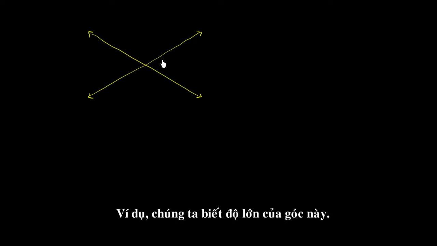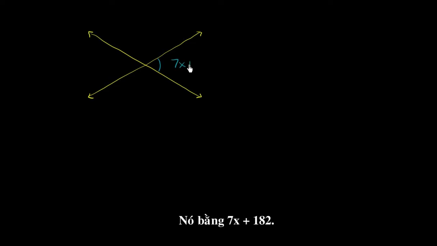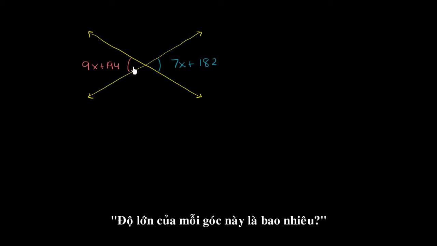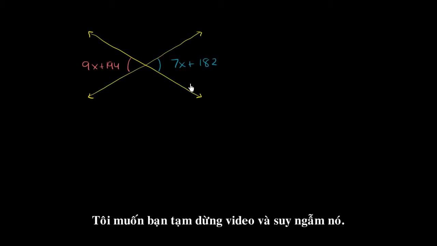And let's say we know that the measure of this angle right over here is equal to 7x plus 182. And this is being given in degrees, so it's 7x plus 182 degrees. And we know that the measure of this angle right over here is 9x plus 194 degrees. So my question to you is, what is the measure of each of these angles? And I encourage you to pause the video and think about it.